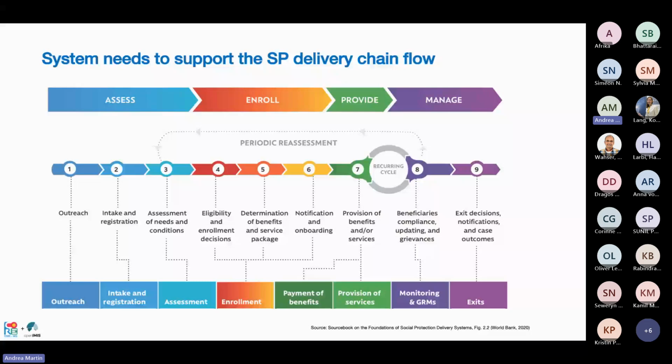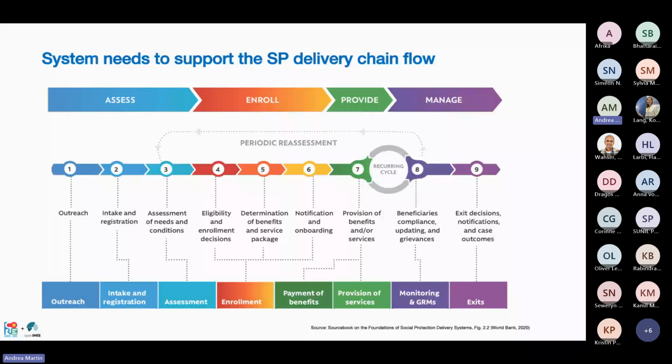GRM stands for Grievance Redress Mechanism. So this is a way to check compliance of beneficiaries with the program rules. Beneficiaries, of course, can also be suspended if needed. There can be updates. We know that the household information and composition can change across time. And also there's recording of grievances. So for example, someone felt that she was wrongfully excluded by a program, or not selected, or there were other issues. And so these grievances can be reported and then can inform also the reassessment of people.